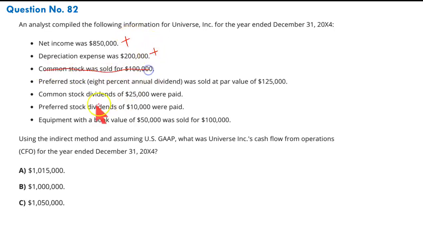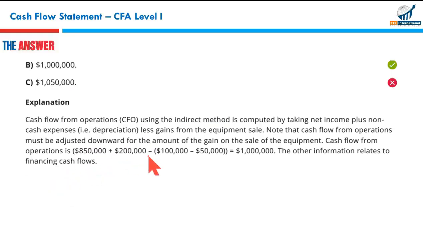Common stock is financing cash flows. Preferred stock, financing. Common stock dividend, financing. Preferred stock dividend, financing. Equipment with a book value of 50 was sold for 100. So it means there is a gain of 50. This gain must be deducted. So starting with 850 plus 200 less 50 gives you $1 million. And that is the correct option. B is the right answer.